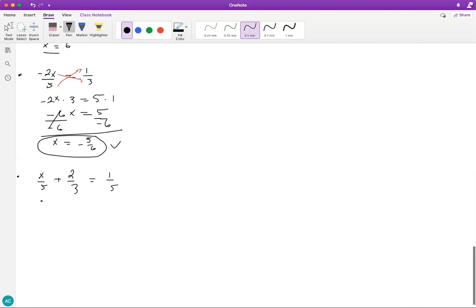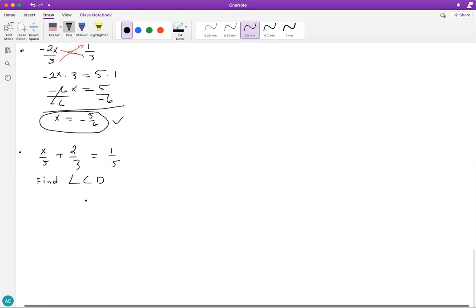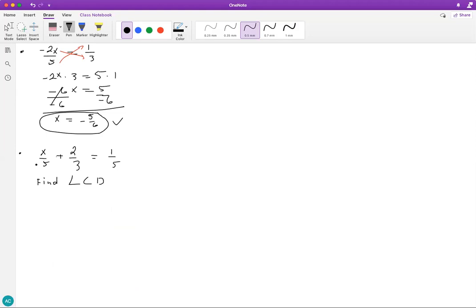So first you want to find your LCD, the least common denominator, the least common between all these 5, 3, and 5. Once you find it, you'll see that we can easily use that to get rid of all these denominators and turn the equation into something much simpler. So what's the LCD for 5, 3, and 5?